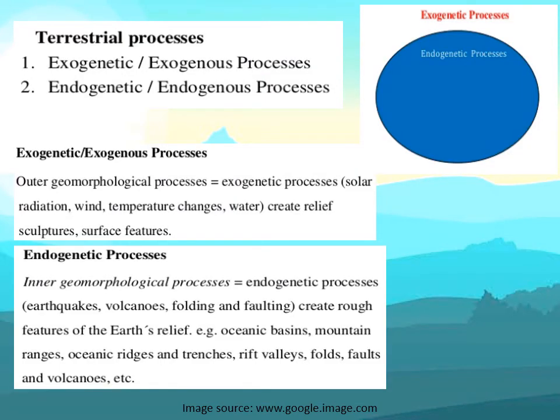Here again, the exogenetic and endogenetic processes within the terrestrial processes. If we consider this blue ball as our Earth, then this is the surface condition. All the processes occurring on the surface or above the surface are known as exogenetic processes. And all the processes that occur inside the Earth are known as endogenetic processes.